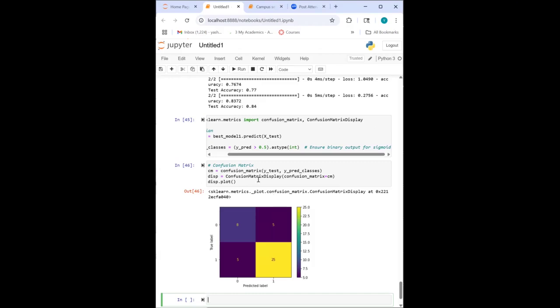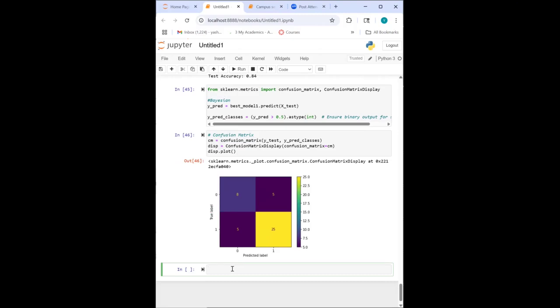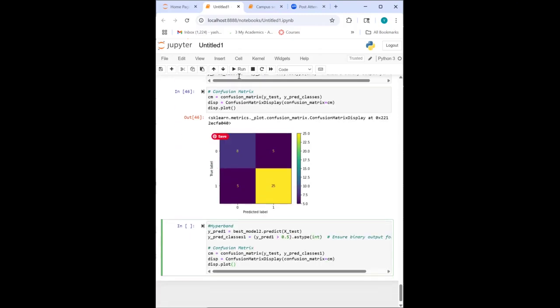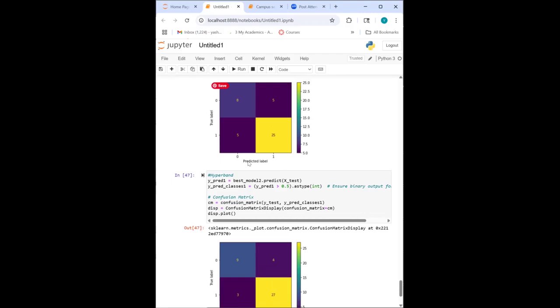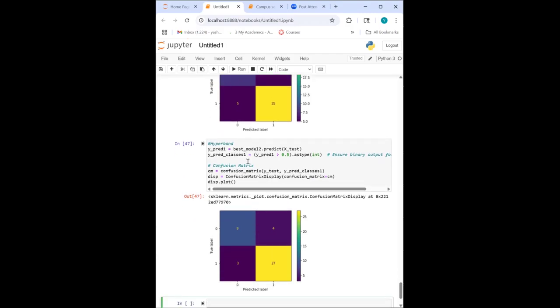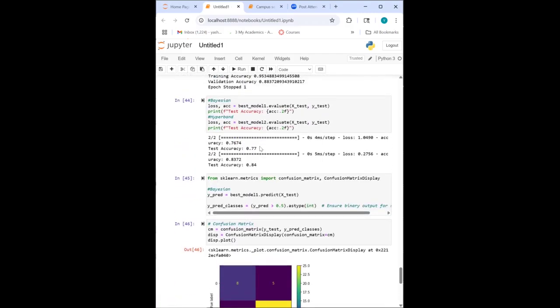This shows the confusion matrix for the Bayesian technique. Now we will find the confusion matrix for hyperband technique. Overall, we can find that the test accuracy using the hyperband technique is more than the Bayesian technique. The hyperband technique accuracy is 84%, whereas the Bayesian technique is 77%.